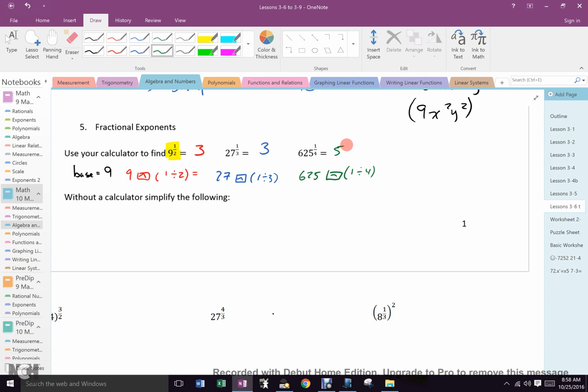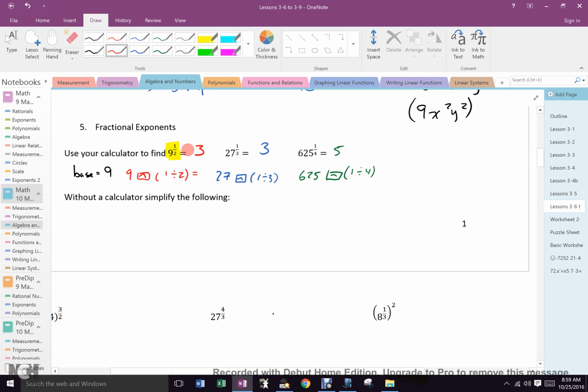Is there any relation between 9, something to do with powers, and 3? Is there any relation between 27, something to do with powers, and 3? Or any relation between 625, 5, and 4? Can anybody see those relations? What are they? What do you mean, Abresia?